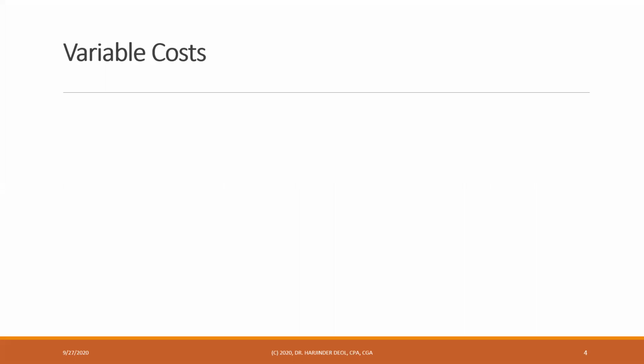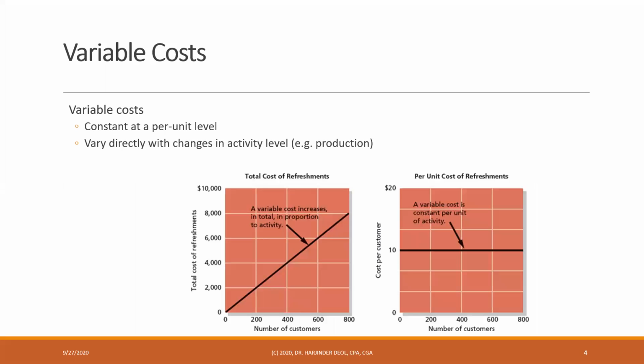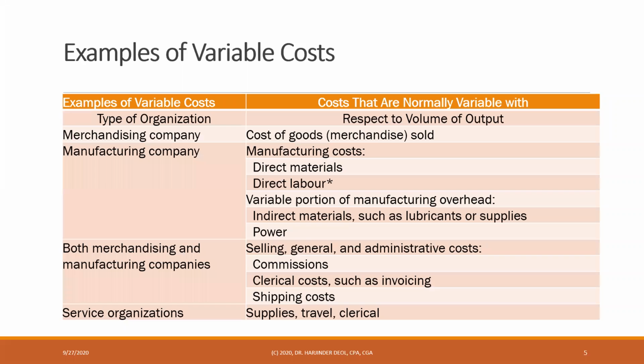Your variable cost is constant on a per unit level, but the total variable cost will change depending on the activity level. So this is the graphical representation of your variable cost. It's constant on a per unit basis, that does not change, but the total would change because it's tied to the activity level. Now, these are some of the examples of variable costs that you would generally come across.